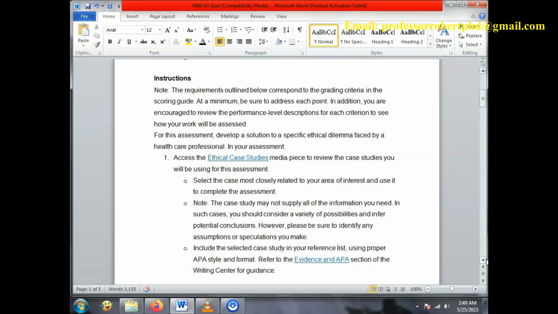In your assessment, 1. Access the Ethical Case Studies media piece to review the case studies you will be using for this assessment. Select the case most closely related to your area of interest, and use it to complete the assessment. Note: the case study may not supply all of the information you need. In such cases, you should consider a variety of possibilities and infer potential conclusions. However, please be sure to identify any assumptions or speculations you make. Include the selected case study in your reference list, using proper APA style and format. Refer to the Evidence and APA section of the Writing Center for guidance.